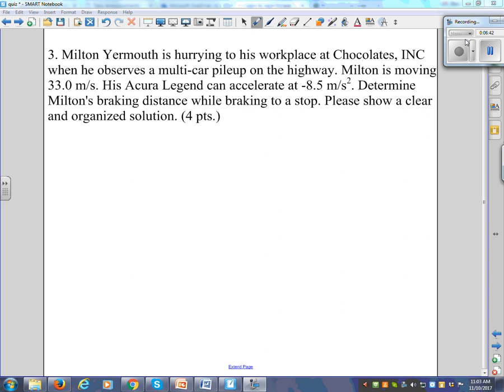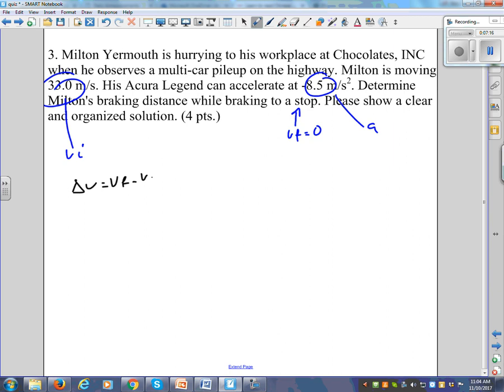Okay, so braking to a stop, that tells me that the final velocity is 0. The minus 8.5 is the acceleration. The 33 is the initial velocity. The one thing I don't have is the time, do I? How can I find the time? Well, I know the acceleration, I know the VF and the VI. I can find out what the change in velocity is, and we've already discussed this a little bit. So the final is 0. I was going 33, so the delta V is actually minus 33, right?